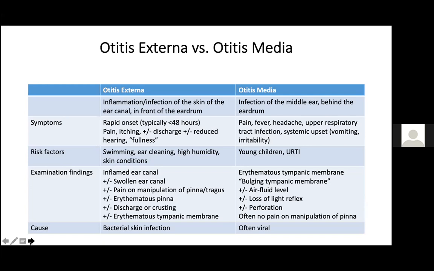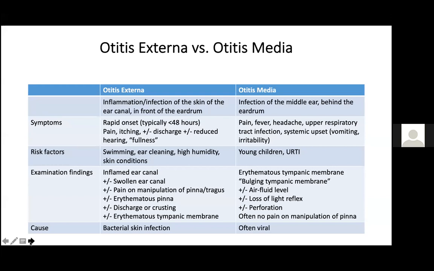Then we go on to otoscopy, looking in with the otoscope, and we're looking for the tympanic membrane. In otitis externa, the tympanic membrane might be red, but it's usually otherwise normal. Whereas in otitis media, remember this is a middle ear infection, the tympanic membrane quite often looks abnormal. It might be bulging, you might be able to see an air fluid level, you might lose that light reflex that you normally get, and in severe cases, you can actually see a hole in the tympanic membrane, a perforation.